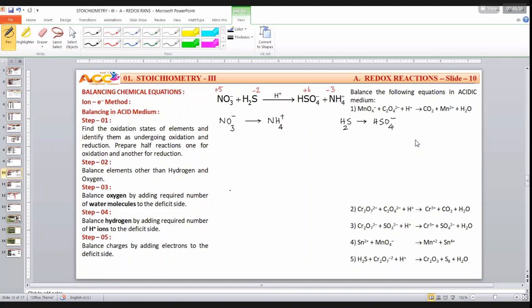First we will do this one. Balance elements. Remember the sequence. Balance elements. No problem. Nitrogen, nitrogen. Enjoy. Balance oxygen by adding water. Okay. Nitrate ion.